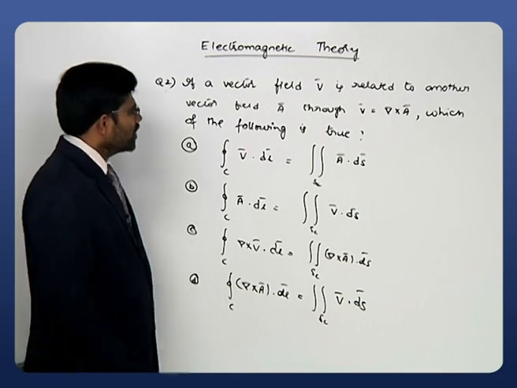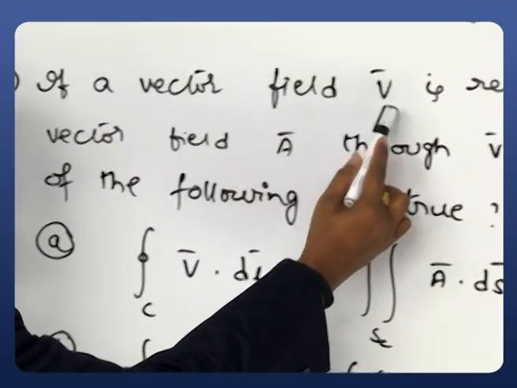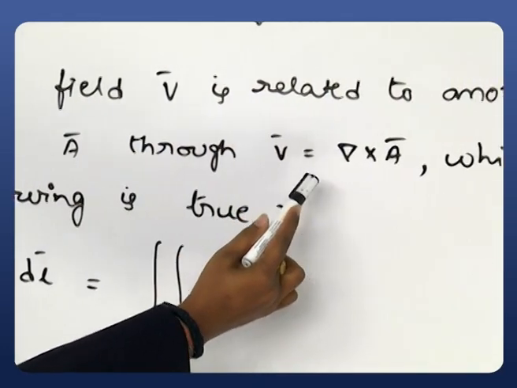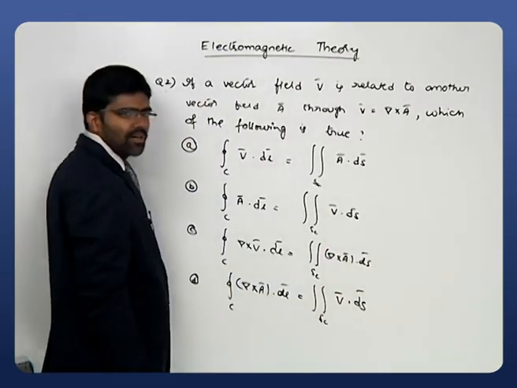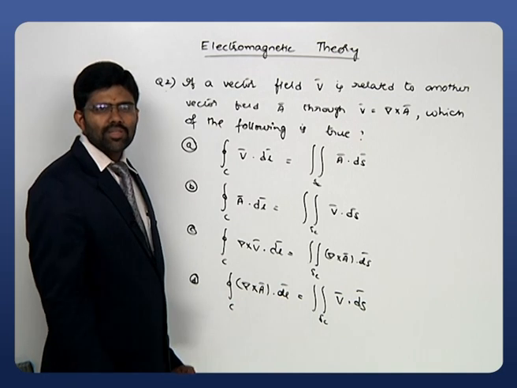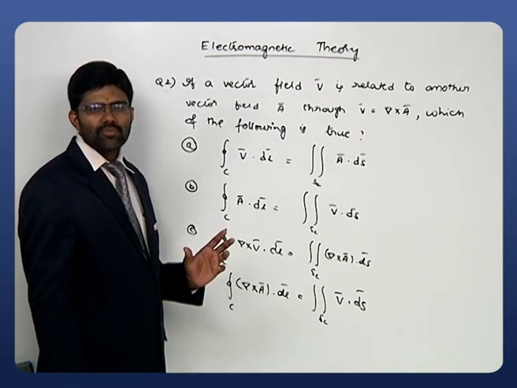Now the question is given like this. Let's say here V bar is a vector and it is related to our A bar with this relation: V bar is equal to del cross A bar. Now once again, same as our previous one, here also we need to recollect the concepts of our Stokes theorem and divergence theorem.